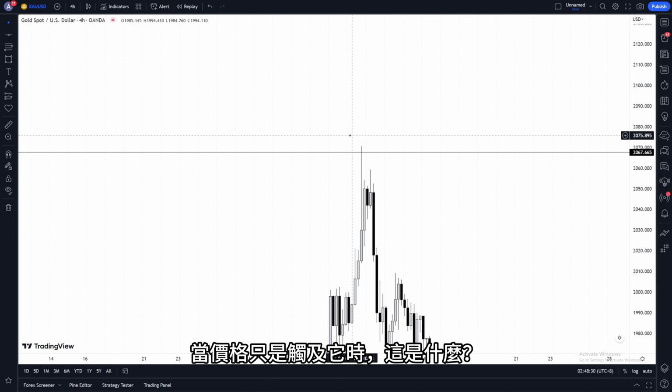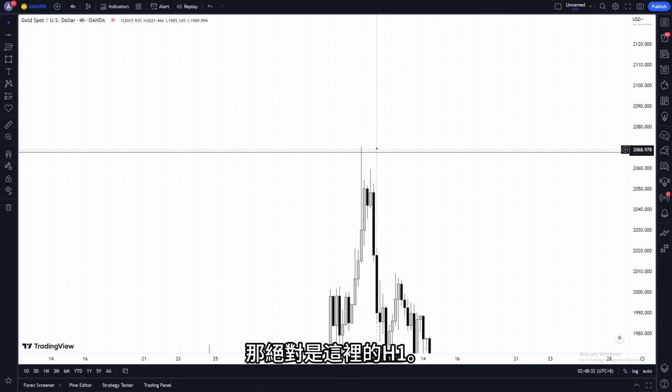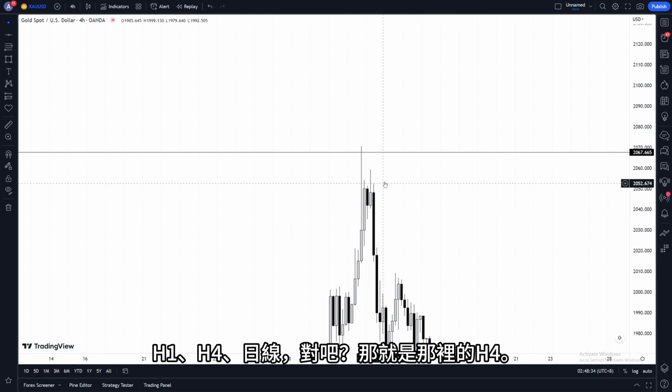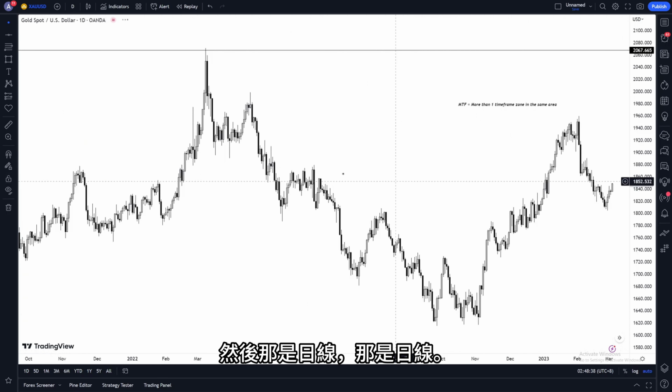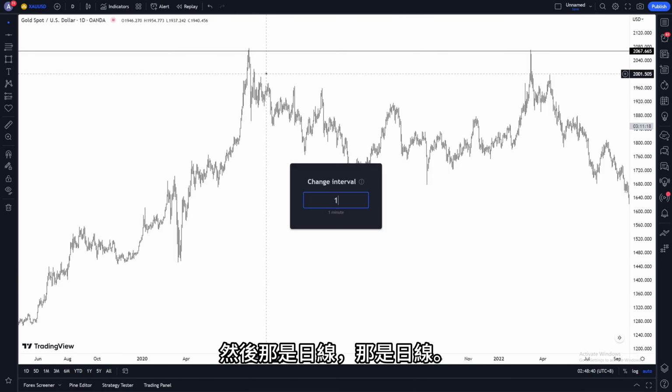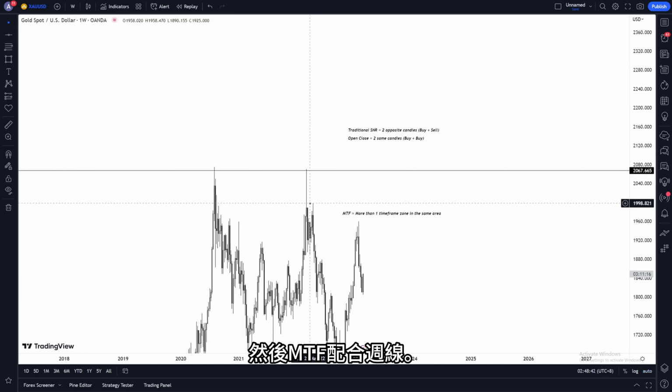When price just touches it, this is what? Hey, there was definitely an H1 in here. H1, H4, daily. That's the H4 right there. And then that's the daily. The daily, and then MTF with the weekly. So it's all just inside.